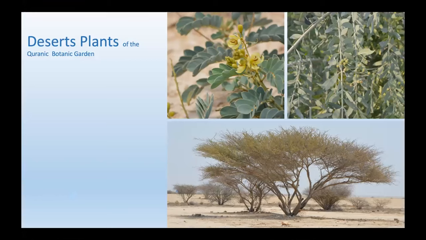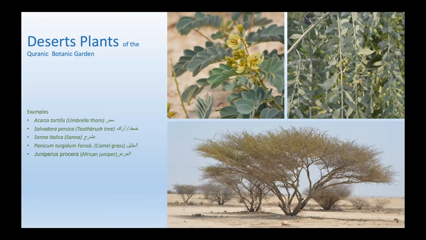There are more than 20 species from the Qur'anic Botanic Garden plants growing naturally in these two areas, west and east of the Arabian Peninsula. For example, Salvadora persica, Senna italica, Acacia tortilis, and many other species.